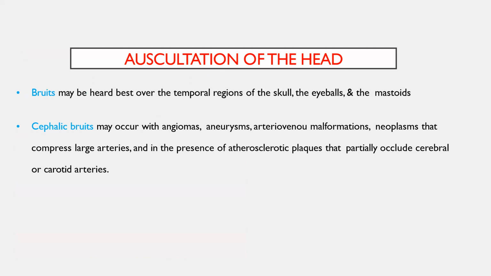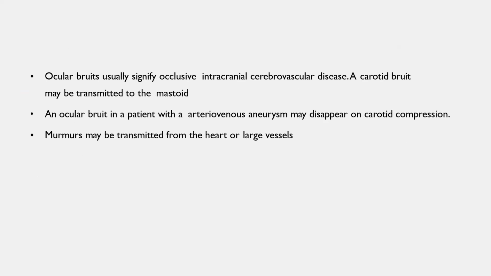Next, auscultation. You can auscultate for bruits over the temporal regions, on the skull, on the eyeballs, or on the mastoid. Cephalic bruits do occur in angiomas, aneurysms, AV malformations, neoplasms that are compressing the large arteries, and atherosclerotic plaques that are partially occluding the cerebral or carotid arteries. As all of you know, bruits are commonly seen in renal artery stenosis in young hypertensives, and in any stroke patient you need to look for carotid artery bruits also.